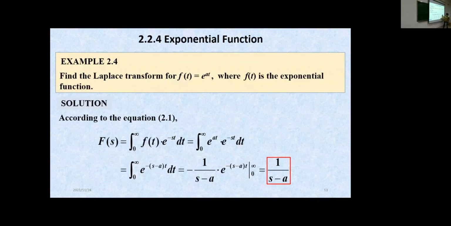So calculate this one. Minus 1 times the minus, then you get 1 divided by s minus a. So this is the Laplace transform for the exponential function. Maybe it's this one.